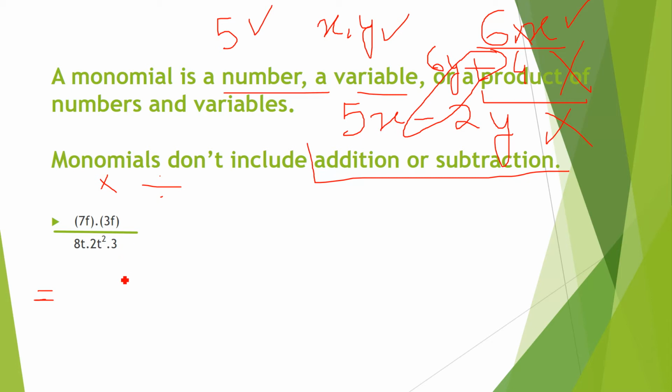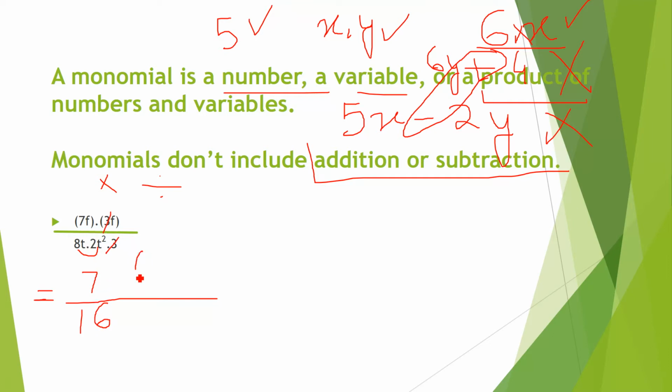First of all, see if there is any number or variable we can simplify in order to make our question easy. Yes, this is 3 in the numerator, 3 in the denominator, it will cancel out. What is remaining? 7 in the numerator divided by 8 two times, because this dot means multiplication, 16. You cannot simplify 7 or 16, right?